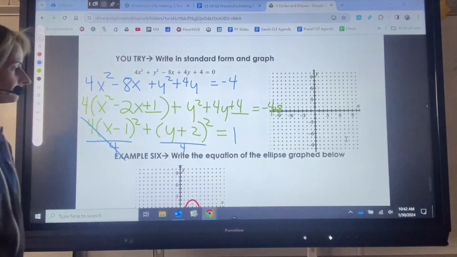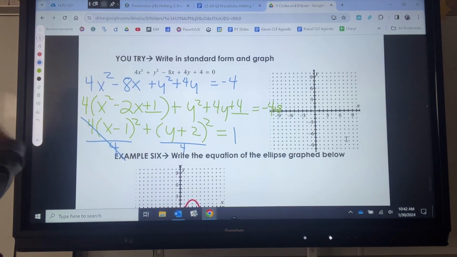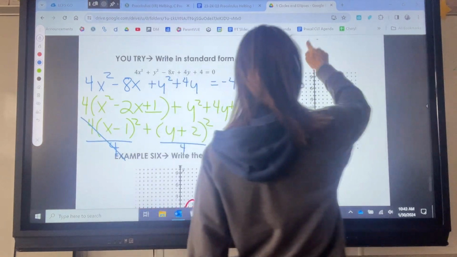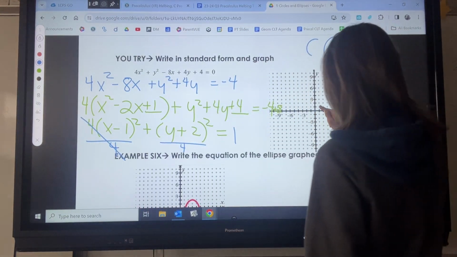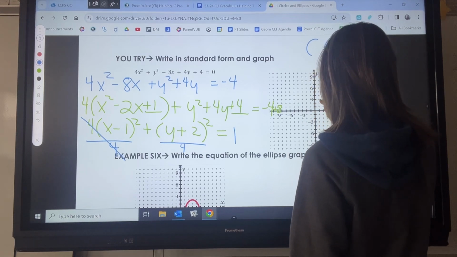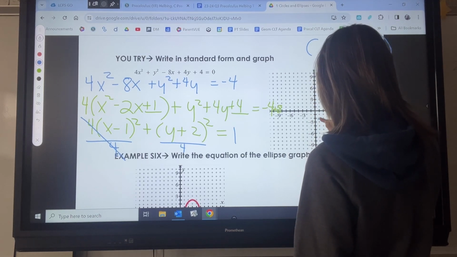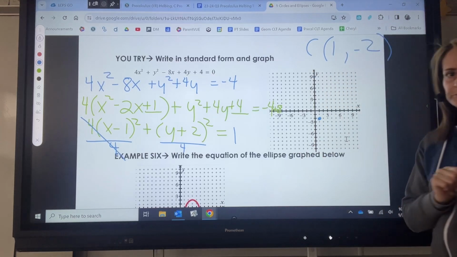One. Now we know the center. We can easily tell what the center is. So the center is at 1, -2. Center is at 1, -2. I know you can't see through me, but I'll just graph this really quickly. 1, -2, there's our center.